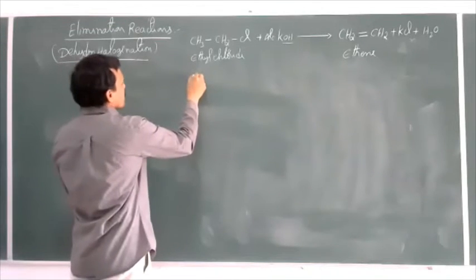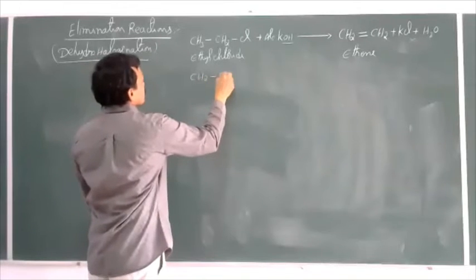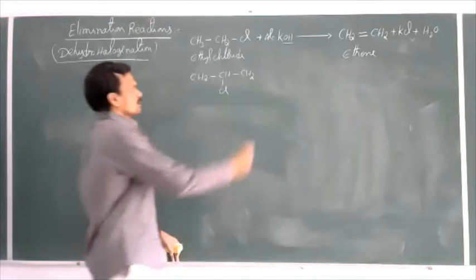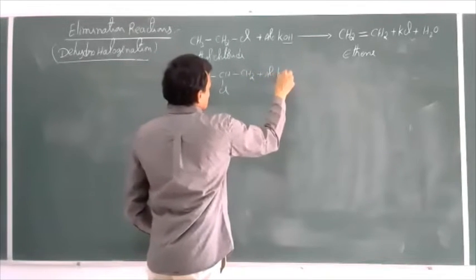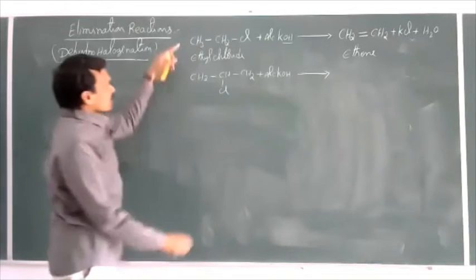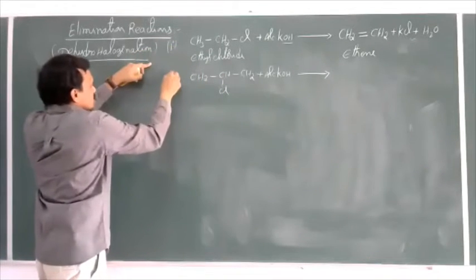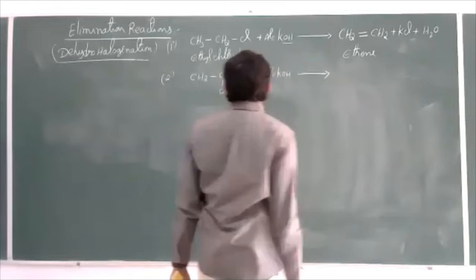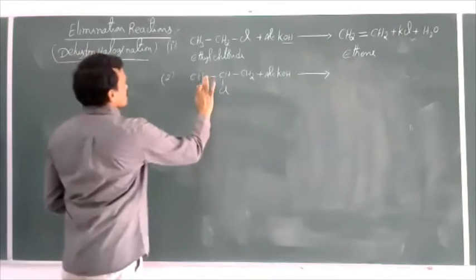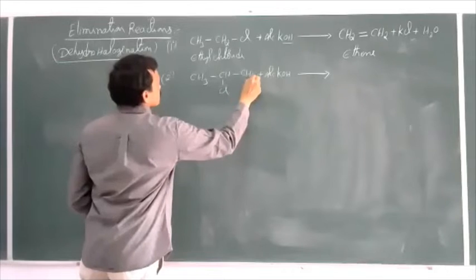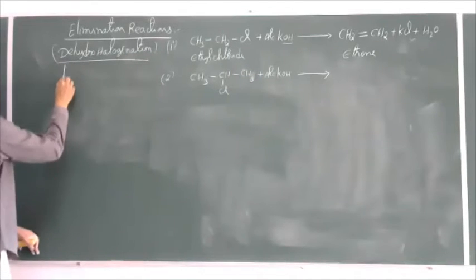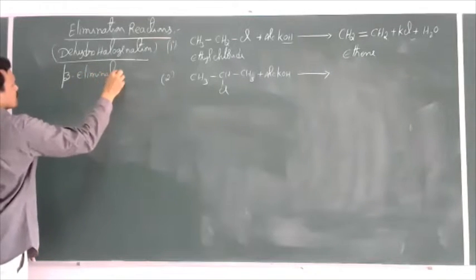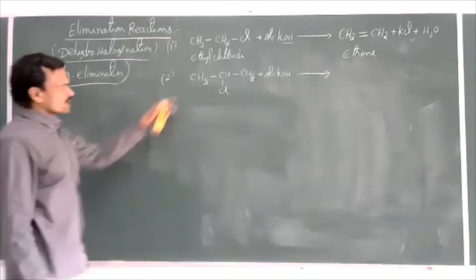One more example I'll take here. CH3 CHCl CH3, and this is allowed to react with alcoholic KOH. The previous one is a primary haloalkane, whereas this is a secondary haloalkane. Then what is the product formed here? Sorry, this is CH3. See, this is also called a beta elimination reaction. These are examples of beta elimination that I have done here.